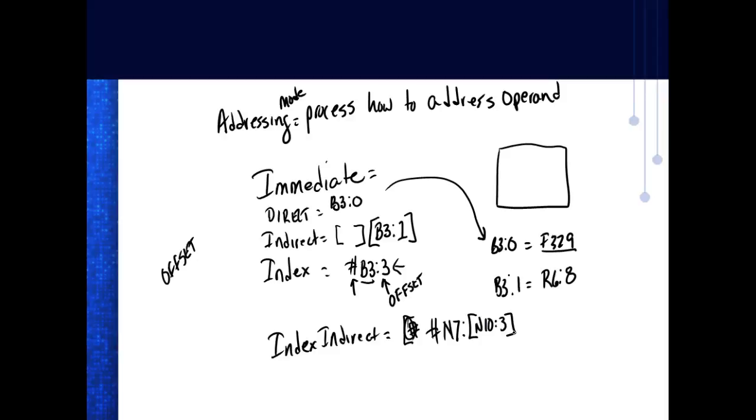So what would this do? It's a combination of the direct and indirect. It resolves the indirect portion of it and then adds the offset. So it's using this as the offset, right? And this would be the index. So where would we find this information?